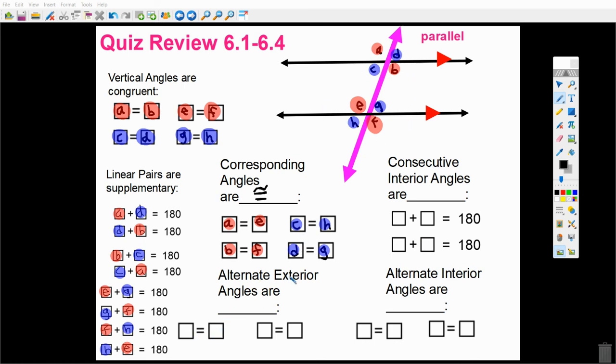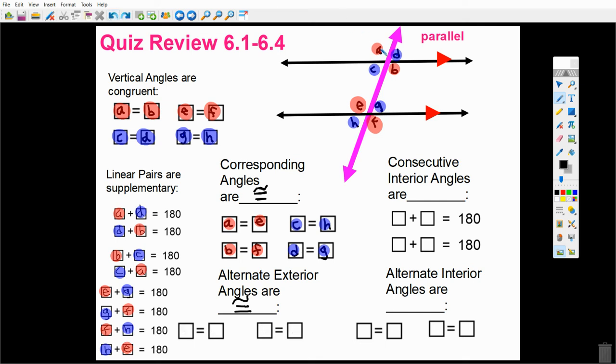Now for alternate exterior angles, they are also congruent. Okay, so therefore in algebra, they're equal. So we have C and G. C is alternate exterior to G, and B is alternate exterior to E. I'm saying exterior, and I did interior, excuse me.